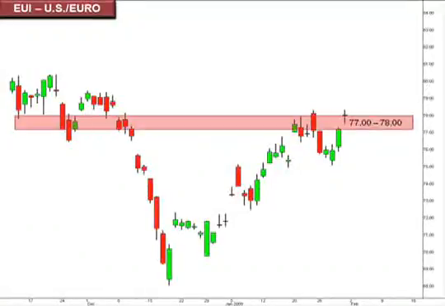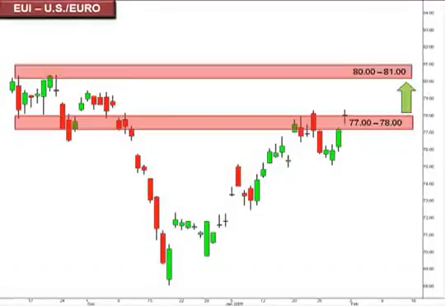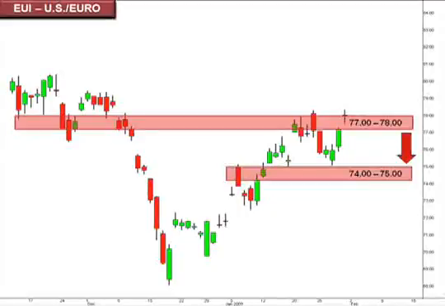Well, the EUI, the US versus the Euro, is showing some signs of indecision after a strong push into the 77-78 focal zone. Now, a commitment here opens the window for a push towards that 80-81 resistance level. However, if this upward drive stalls here, we will likely see a pullback into that 74 to 75 range.